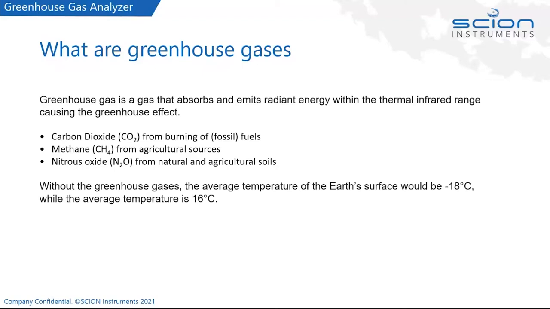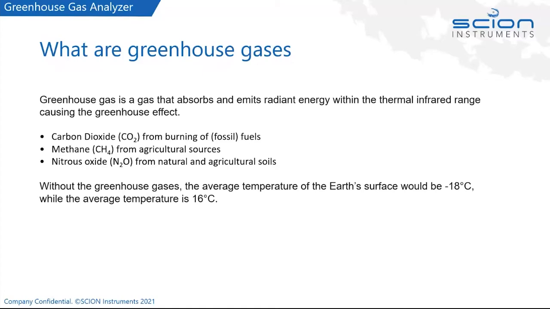Normally, without the greenhouse gases, the average temperature of the Earth's surface would be around minus 18 degrees Celsius. So that's not a very nice temperature to live in. But because of the greenhouse gases, the average temperature of the Earth's surface is around 16 degrees Celsius. But due to all the pollution, it's heating up, and that's also what we see, of course, with the climate change that's going on right now.